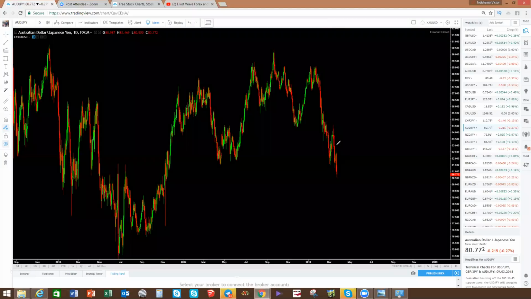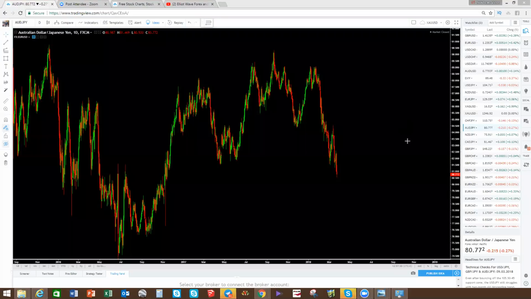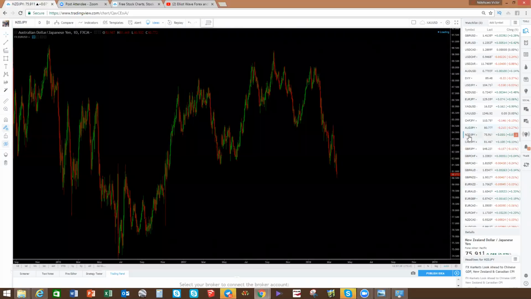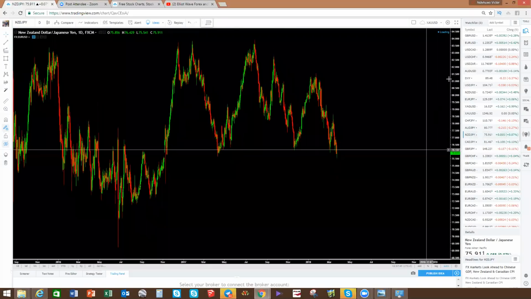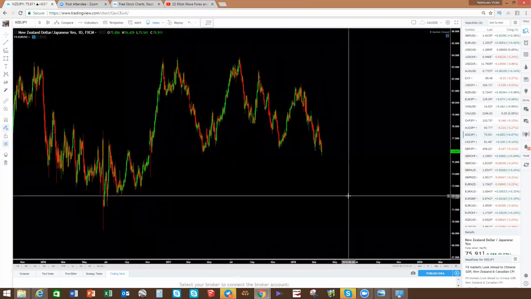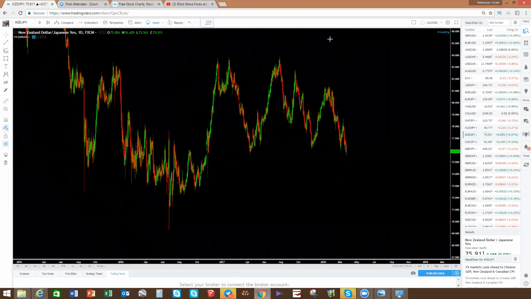Similar, 1, 2, 3. Expect correction for further downside. All of them doing the same thing. That's Audi, New Zealand. Who have we done? New Zealand. Similar to New Zealand.